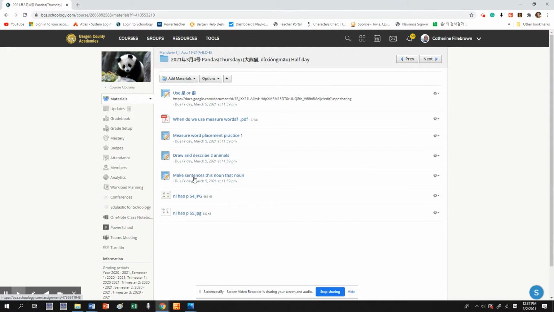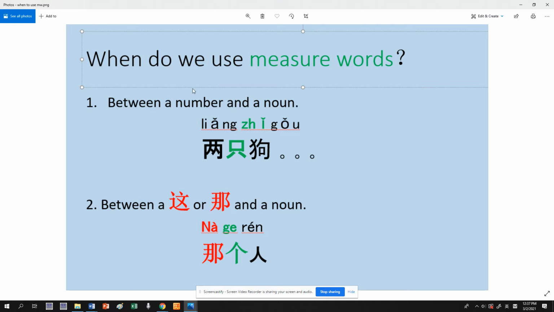Then share that or submit it in the Schoology assignment place. Then the next three assignments focus on when we use measure words. Now we've already seen that measure words, we use them between a number and a noun. So if I want to say 2 dogs, I would say 2只狗. The number is 2, the noun is dogs, and we need the measure word.